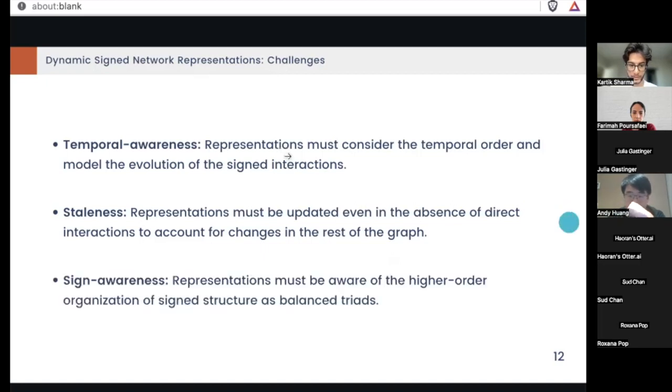And the third challenge is sign awareness, that representations must be aware of the higher order organization of the sign structure, such as the balance theory that we have just discussed.